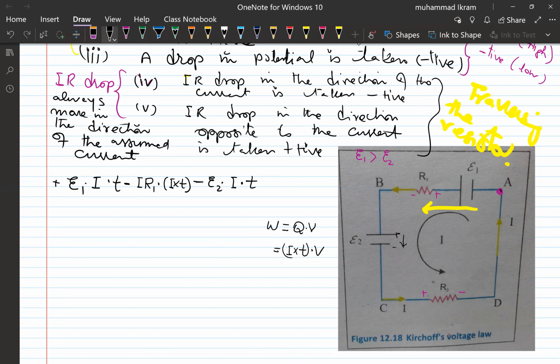Clear? Now, another important point here is, again, I'm moving in the direction of the EMF. So what I will write here is minus, and it will be the source I, and it will be R2 into I into T. Now as you see, it will become equal to 0. And now look, this I into T is common everywhere. Let it get out of my equation, and what will be remaining here is E1, and I'll be having here minus E2, and there will be minus IR1, and then minus IR2.